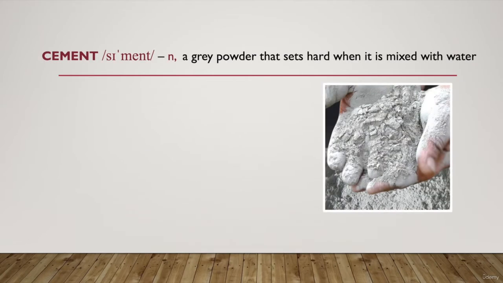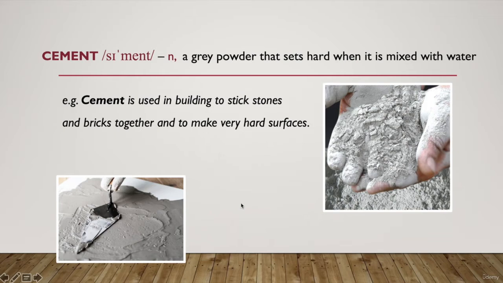The next word is cement, which is a gray powder that sets hard when it is mixed with water. You can see in this picture that the texture of cement is powder. Example, cement is used in building to stick stones and bricks together and to make very hard surfaces. Don't walk on the wet cement.